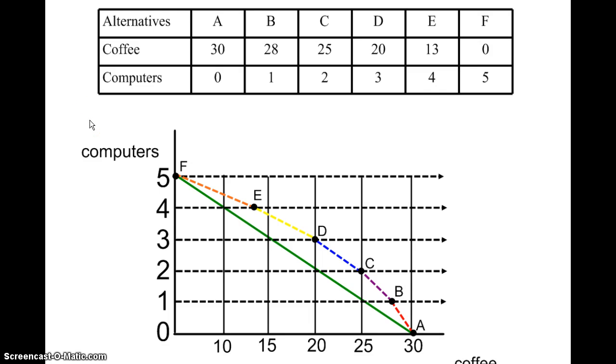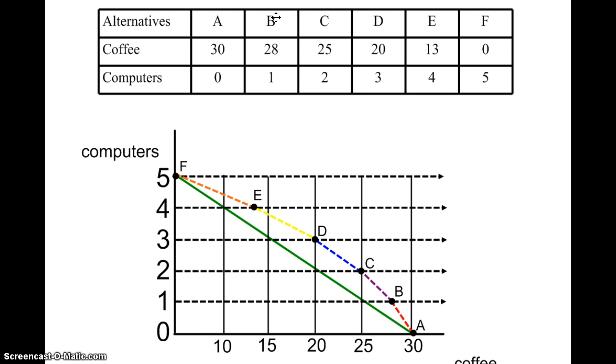This slide shows you a production alternatives table and a corresponding production possibilities curve for a nation whose two production alternatives are coffee and computers. If you look at the table closely, you will see there's point A, which has 30 units of coffee and 0 computers, and this corresponds to point A on the graph below.